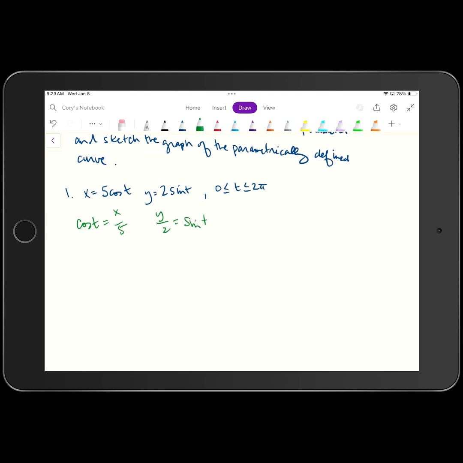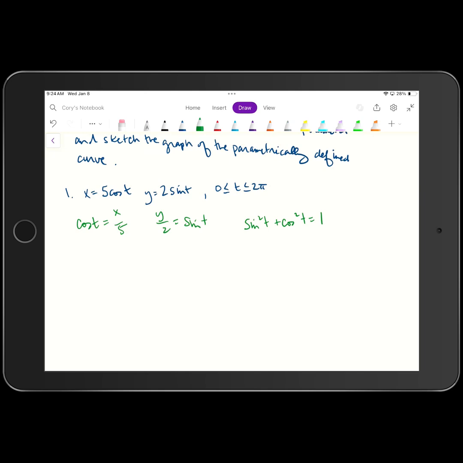Now, we have looked at equations in the past that relate sine and cosine. And one of the equations that we've looked at in the past that relates sine and cosine is the Pythagorean identity, where we have the sine squared of t plus the cosine squared of t, which is equal to 1.